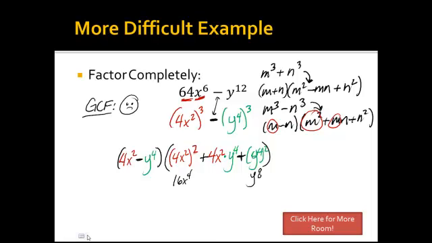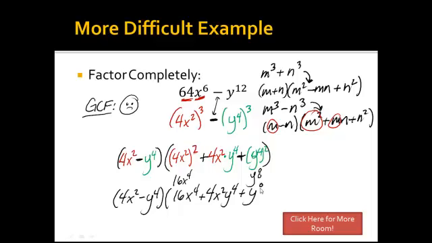Alright, so now what I've got here is 4x squared minus y to the 4th, 16x to the 4th plus 4x squared y to the 4th plus y to the 8th. Alright, so it looks like we're done, and we can pack up and go home.